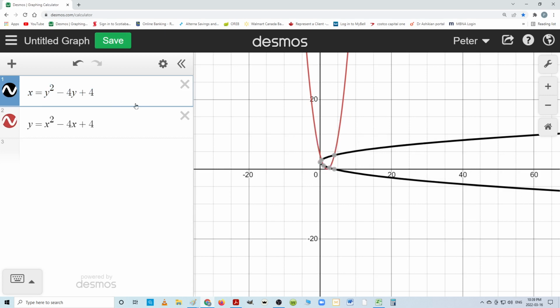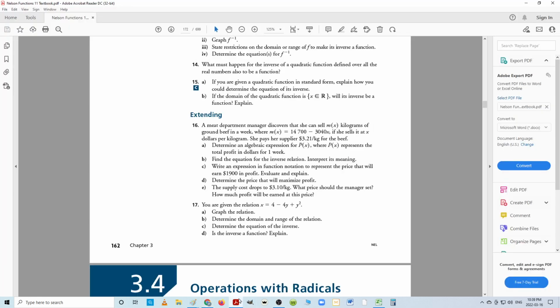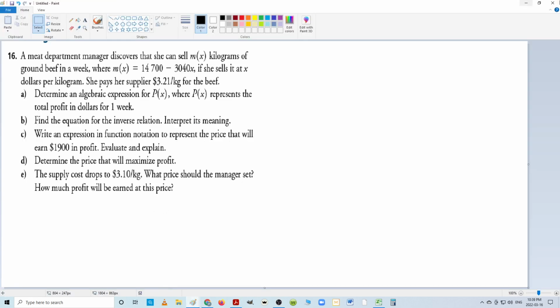It will draw both sides because it's doing it from a y squared perspective instead of a y is equal perspective. Now, to go back to 16, which was much easier than I thought, and I made one key error on it. The error I made was, if you look at m of x, that's how many kilograms she sells, and the amount she sells goes down based on the price.